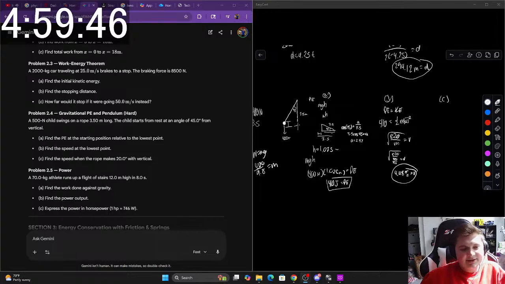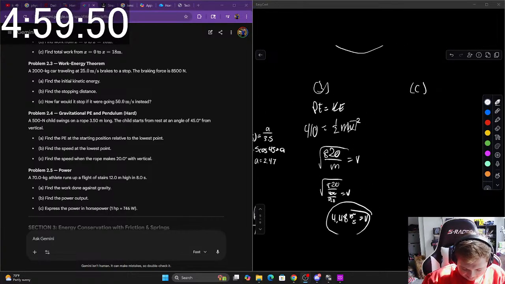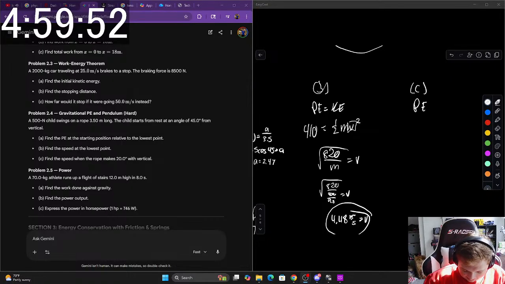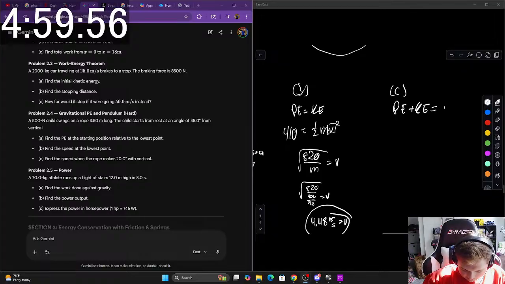Final speed when the rope makes 20 degrees with the vertical. Are we serious? Okay, well that's kind of hard. So we have PE plus KE should equal 410. So we know that much.